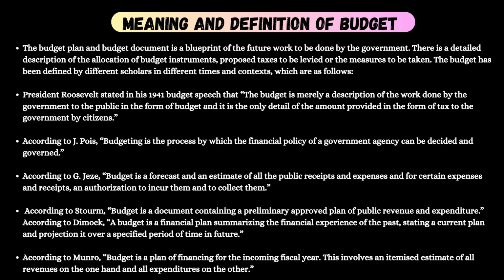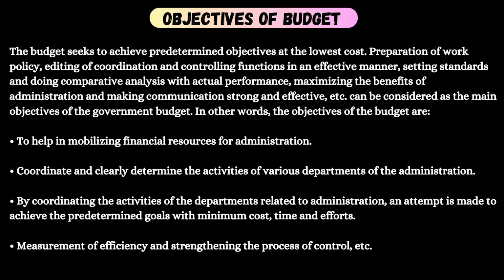According to Munro, budget is a plan of financing for the incoming fiscal year. This involves an itemized estimate of all revenues on the one hand and all expenditures on the other. Now see about objectives of budget. The budget seeks to achieve predetermined objectives at the lowest cost.